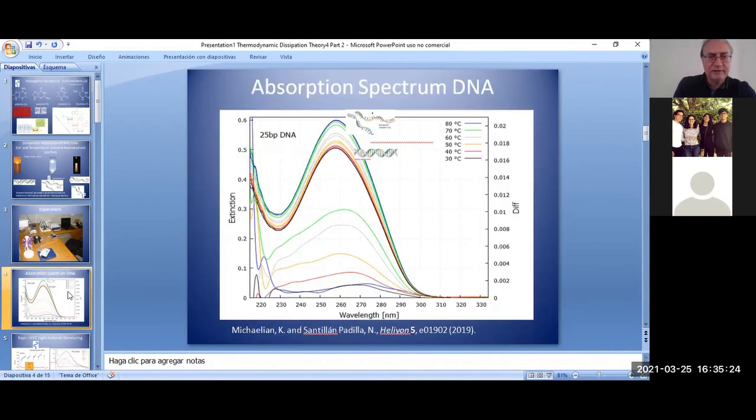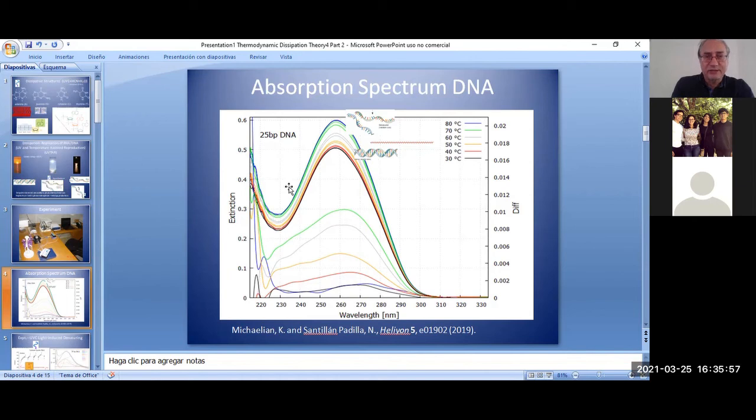So these are the results. These are the experimental results. This is the absorption spectrum for DNA. This is 25 base pair synthetic DNA, which we actually had produced in the laboratory, in the Instituto de Fisiología at UNAM. We just gave them a sequence and they produced double-strand DNA. They actually produced the two strands separately so that we could check one or two of them together.